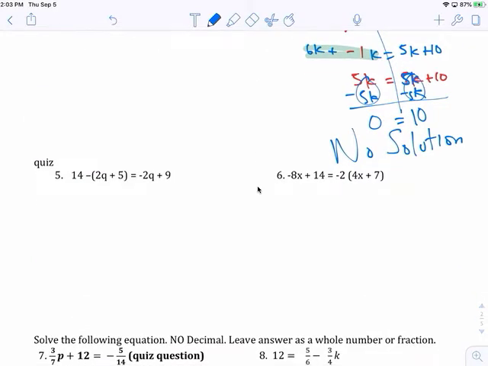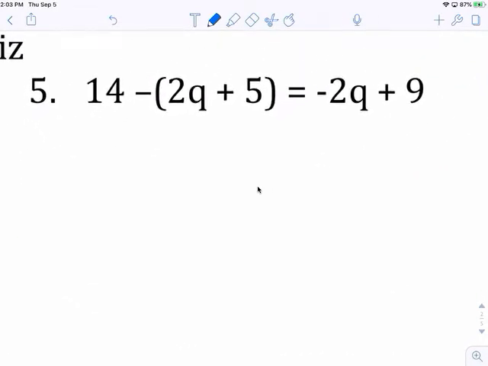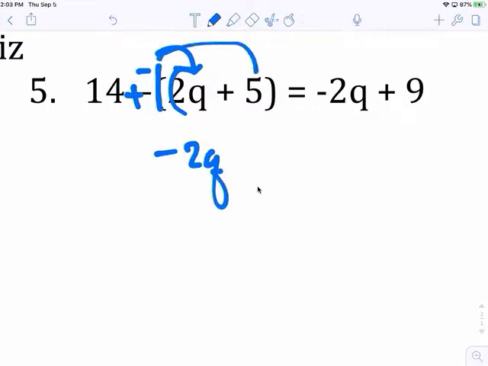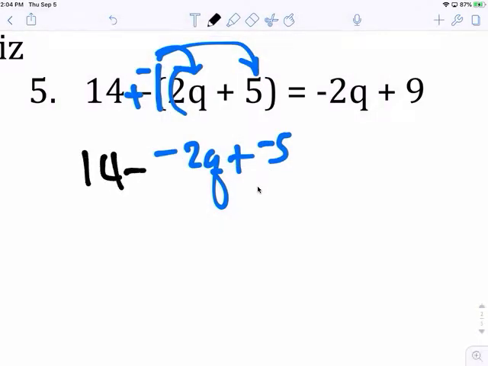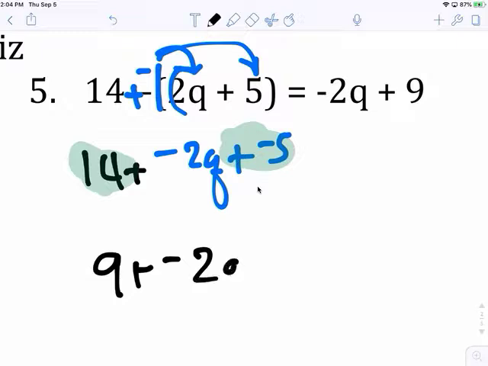Alright. Quiz question, guys. You do additive inverse plus a negative. That's an invisible 1. Distribute negative 2q. Distribute plus negative 5. Okay, bring down the 14 plus. These two are alike. We combine them to make 9 plus a negative 2q. Okay, bring down 2q plus 9.